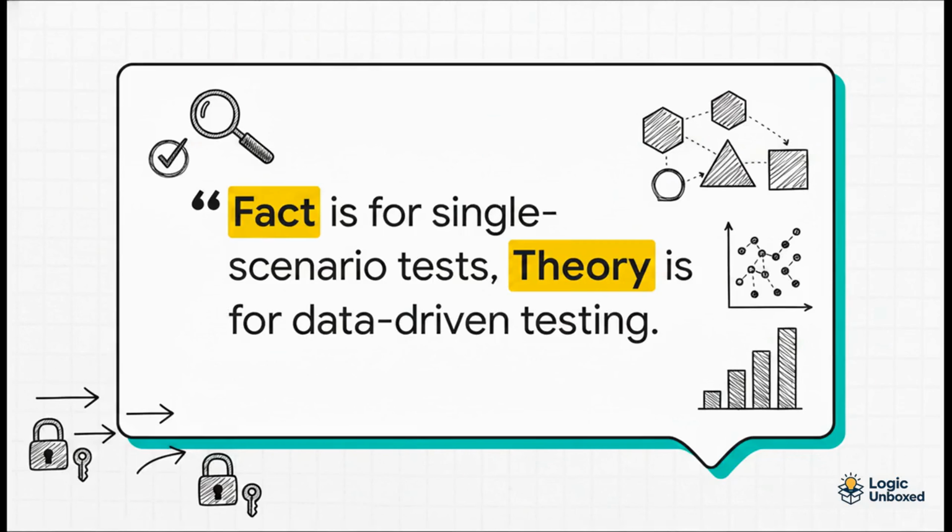You look them right in the eye and say, a fact is for a single, specific scenario, while a theory is for data-driven testing across multiple scenarios. And in both cases, assertions are used to validate the code's expected behavior. Boom, done. That single sentence proves you get the strategy, not just the syntax.